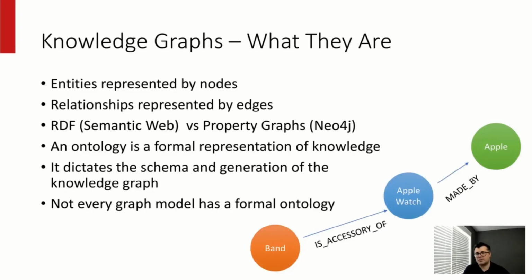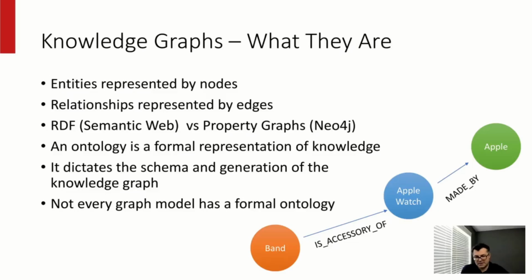So knowledge graphs. Now, I don't know to what extent the audience is familiar with them, so I'll just give a brief background on them. Knowledge graphs are basically represented by a collection of entities, which in the knowledge graph are represented by nodes. So we have here, you can see Apple Watch, Apple, and Band. Band is a product, and then Apple Watch is another product, and then Apple is the company.